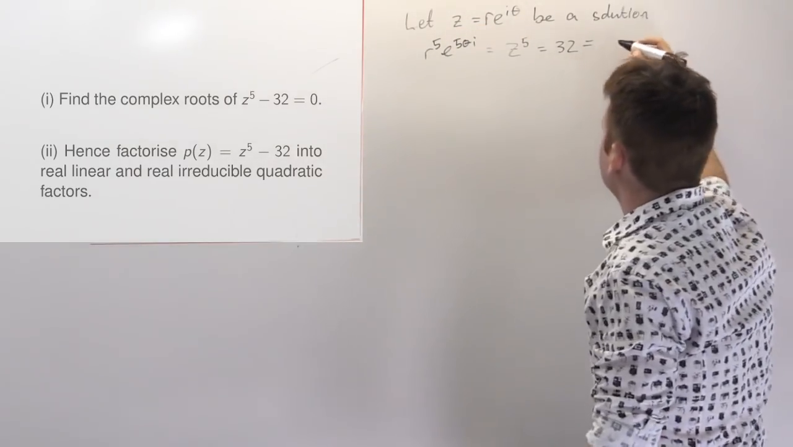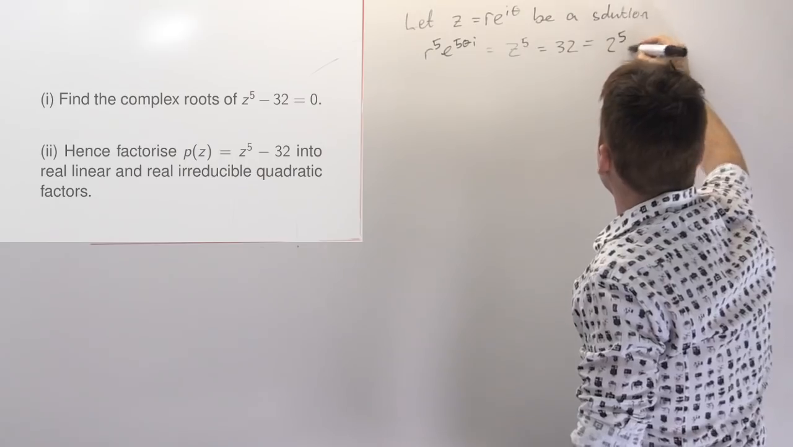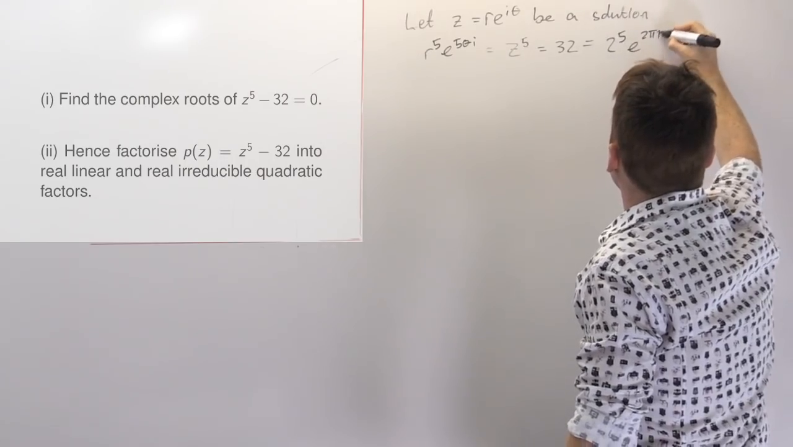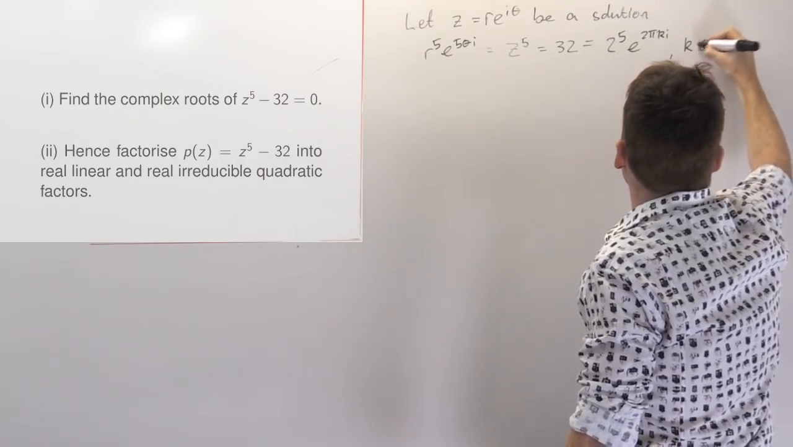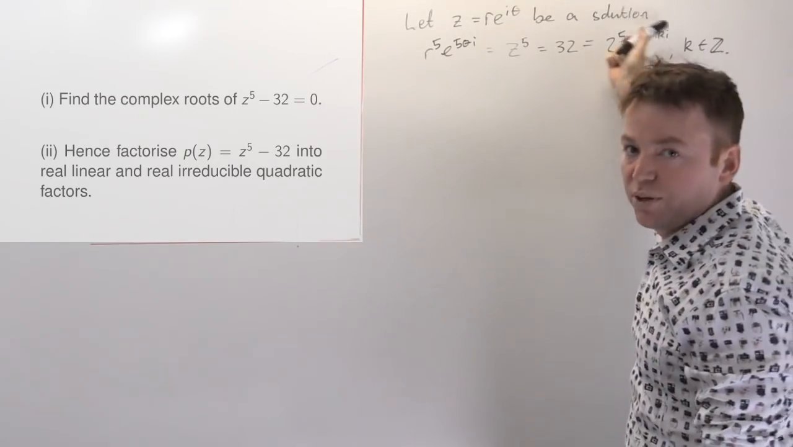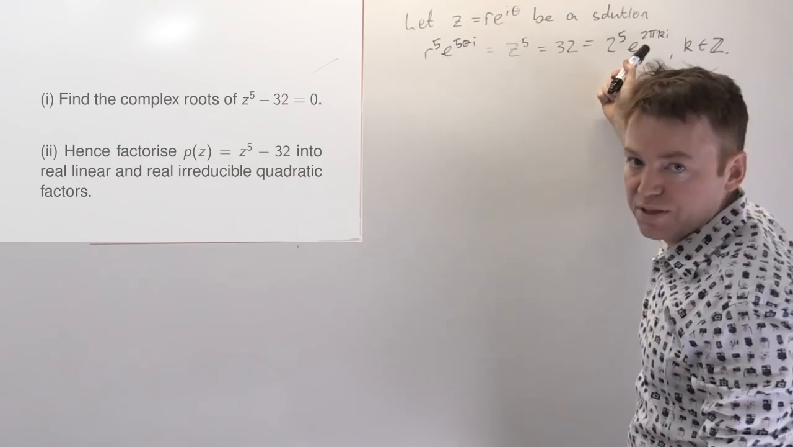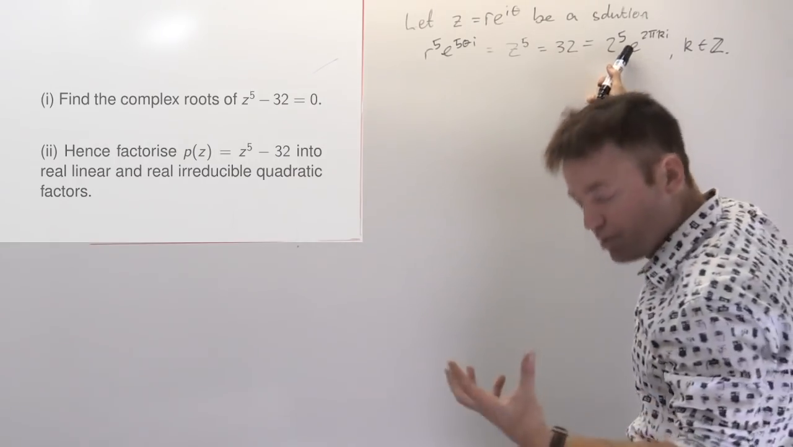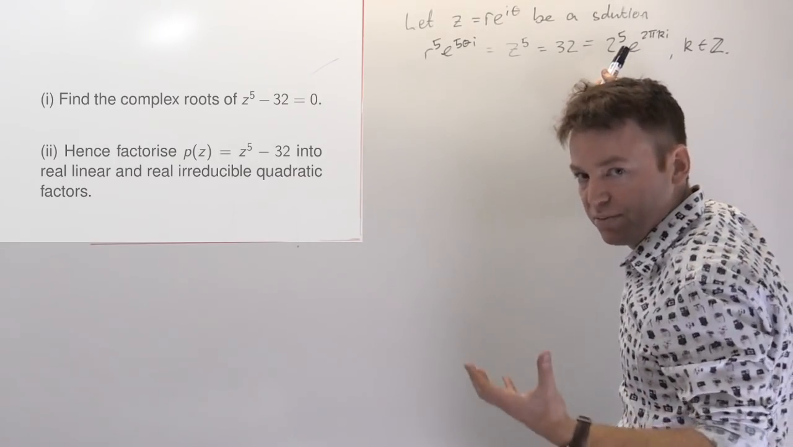And this one, 32 in polar form, is 2 to the 5 e to the 2 pi k i, where k is an integer. Notice I need all possible polar forms of this number. Not just its principal argument, but all possible polar forms.